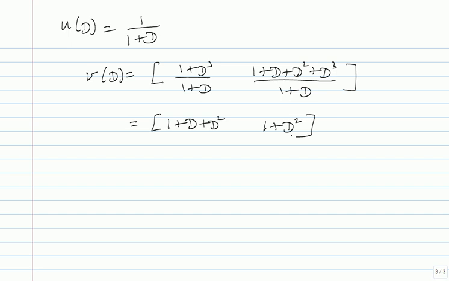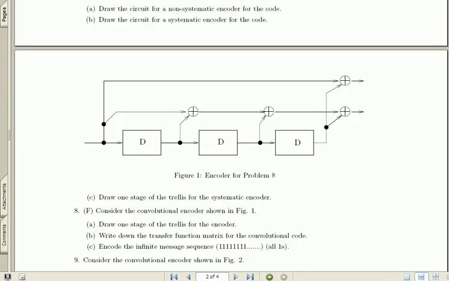Okay, so this is one of those catastrophic encodings. You get an output of weight 5 and the input is of infinite weight. Okay, that's that problem.